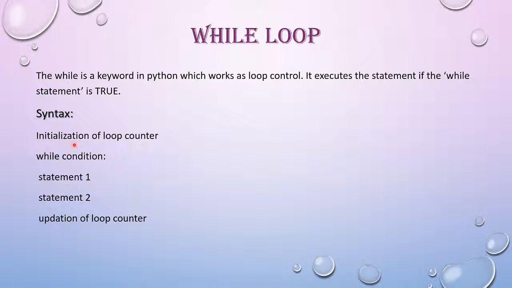Its syntax is: initialization of the loop counter. Here comes the similarity with the if statement: if the while condition is true, then only the statement is executed, else it comes out of the loop and continues with the execution of another statement. So firstly the loop counter is initialized, then the condition is checked. If the condition is true, the statement is executed, and then the loop counter is incremented or decremented, that is the updation, and then again the condition is checked. This is done until the condition becomes false.